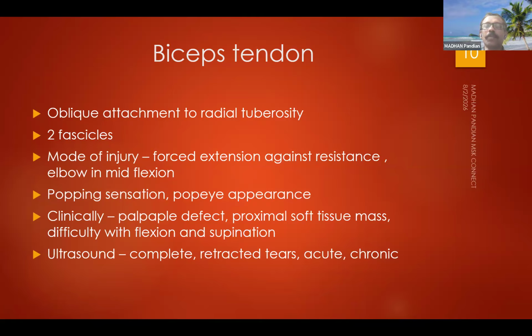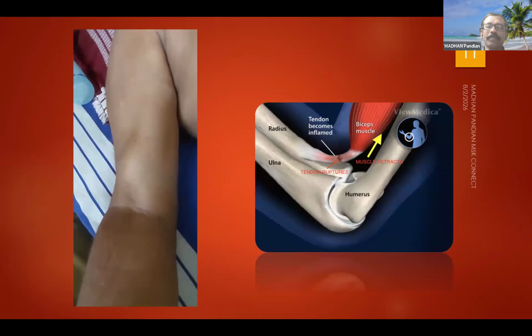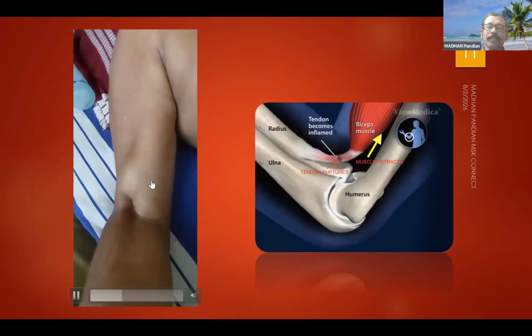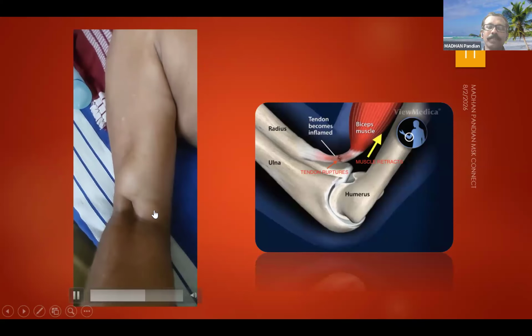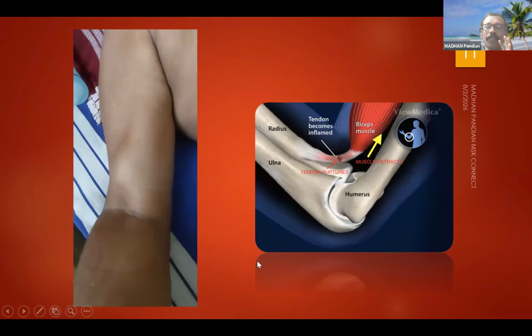On ultrasound examination, you could identify if it is a chronic or an acute tear, complete or a retracted tear. So this is how exactly a Popeye looks like. Exactly when you do a proper flexion, this is how it looks like. A big Popeye, it just pops up when the patient does a proper flexion.